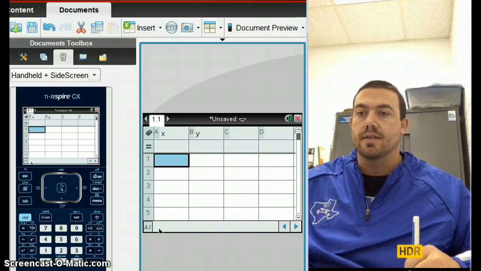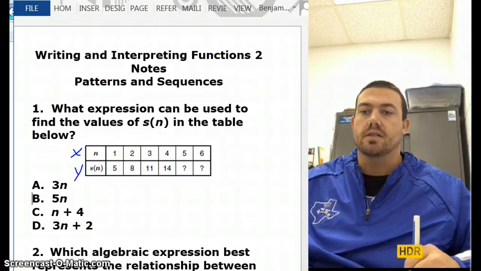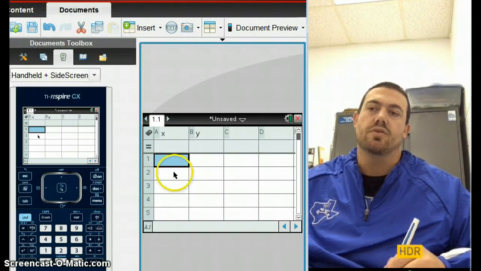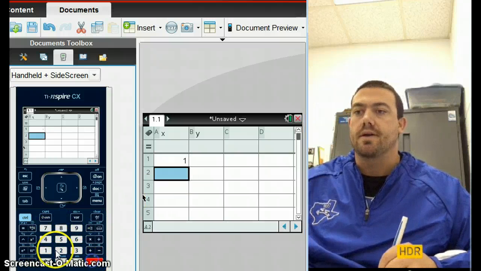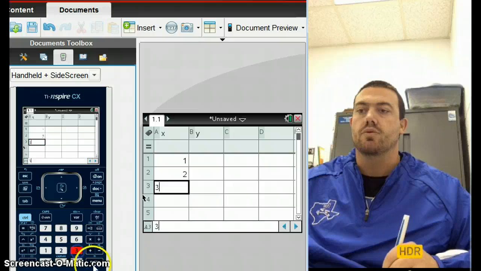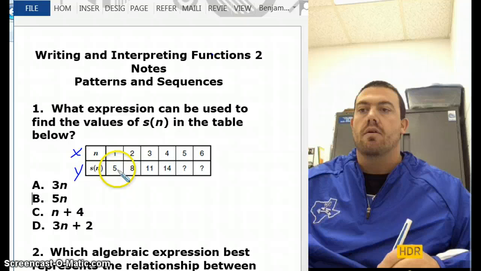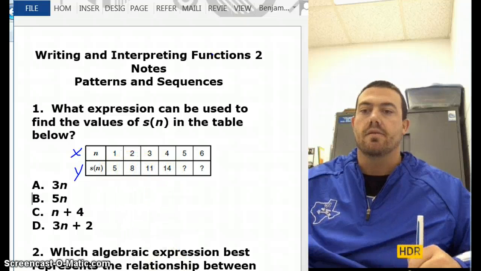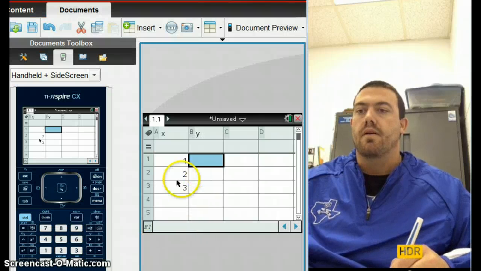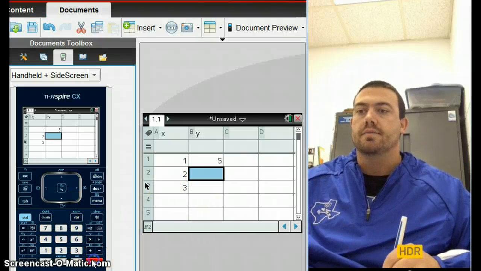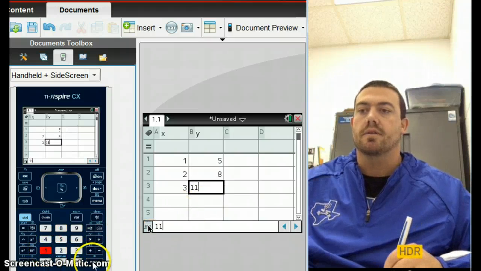So let's go back to look at my table here. My x column is 1, 2, 3, 4, 5, 6. So let's just use, I don't know, let's use 3 points. So we'll go 1, 2, 3. 1, enter, 2, enter, 3, enter. And then for our y column, if we look at our table, we have 5, 8, 11. Alright, so I got those entered.